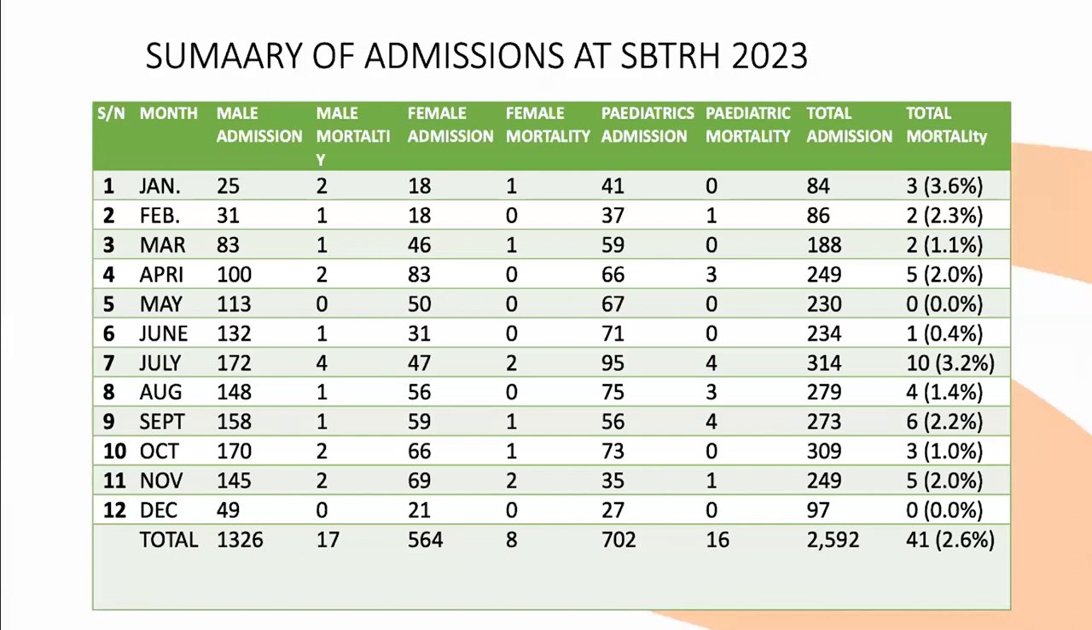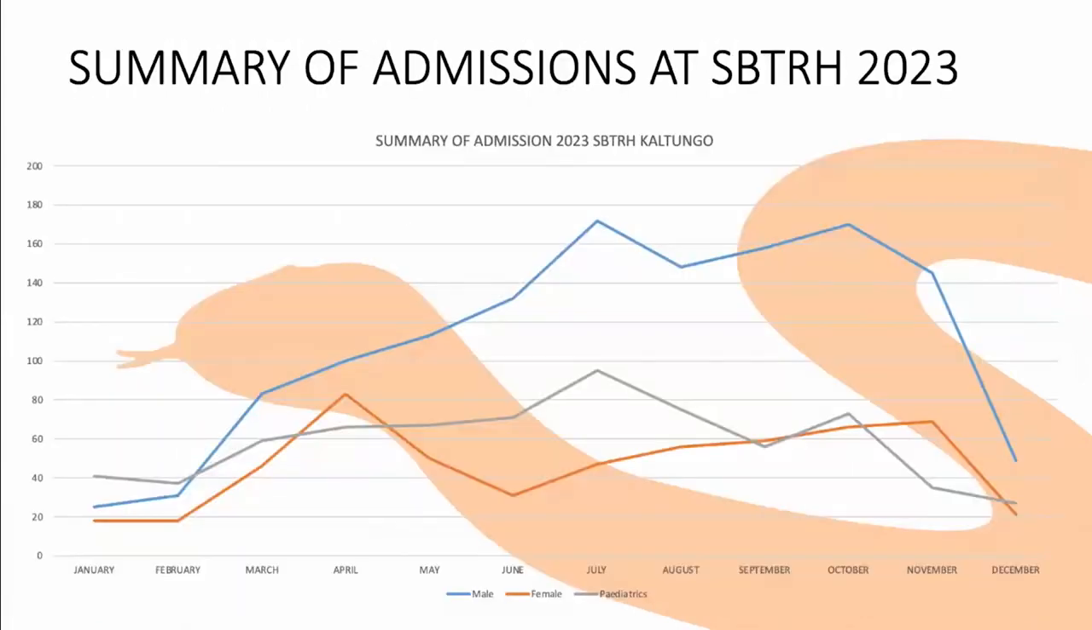This is because most of the time, if the anti-snake venom is not available, they don't come to the hospital to access care, because of the issue of out-of-pocket expenses. They are not always able to get money to buy the anti-snake venom. Next slide, we can see it in the next graph.